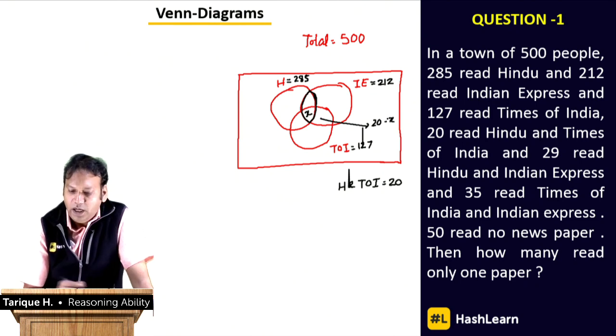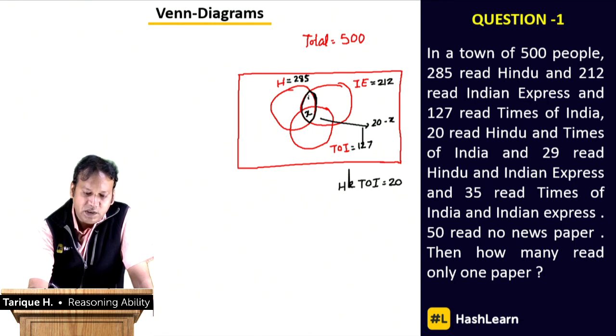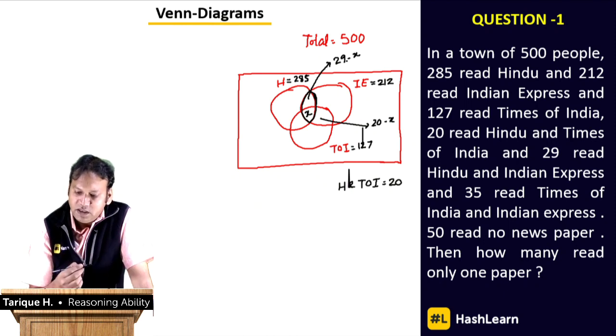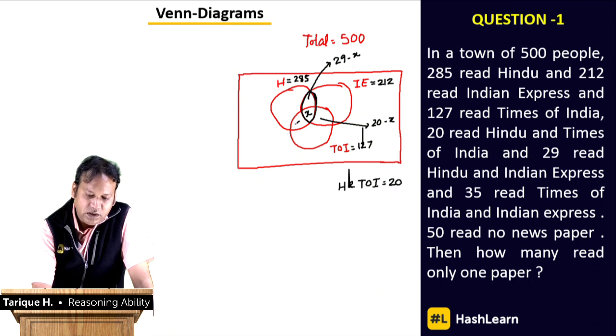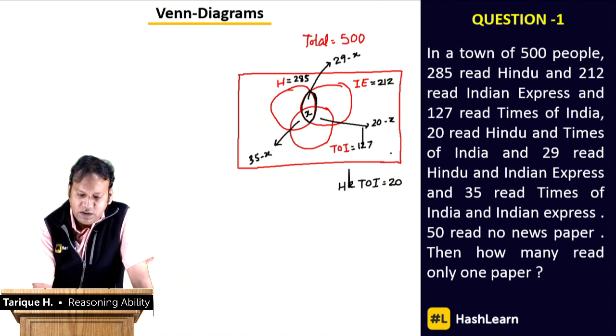And 29 read Hindu and Indian Express, so this portion is equal to 29 minus X. And 35 read Times of India and Indian Express, so this portion here is 35 minus X. And also we know that 50 read no newspaper, so outside there are 50 people.